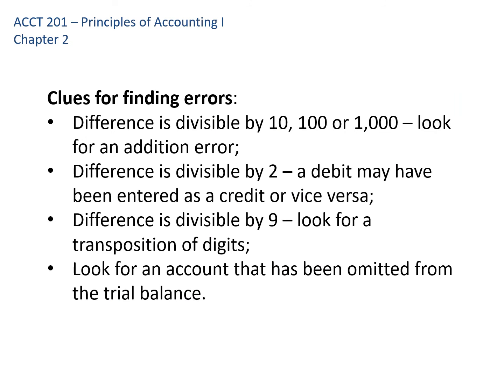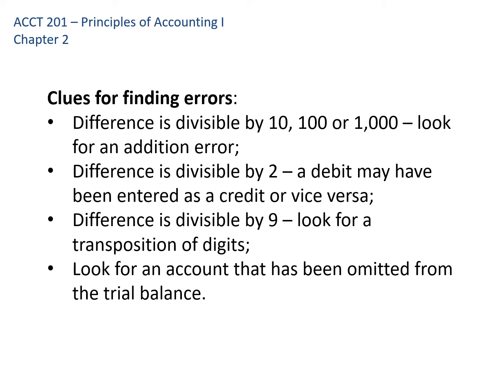So a couple of tricks for finding errors. What do you do if you record all the entries, you post them, and you record the ending balances, and then they don't equal each other? Well, if the difference is divisible by 10, 100, 1,000, and so forth, there could be an addition error that you've made. If the difference between the debits and credits is divisible by 2, then you may have entered a debit as a credit or vice versa.